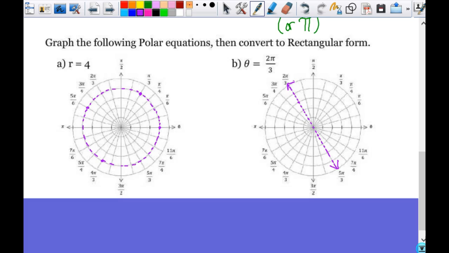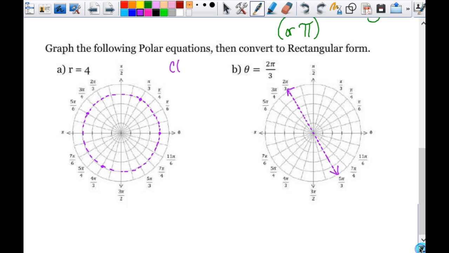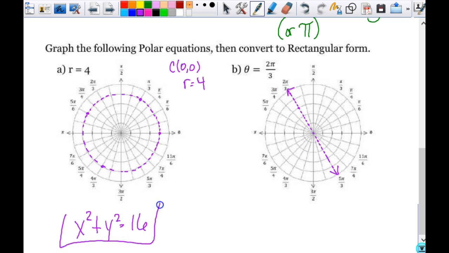This is a circle. Where's the center? What's the center point for that circle? 0, 0. What's the radius? 4, right? So to write the equation of the circle, that's just x squared plus y squared equals 16. There you go. Easy enough?